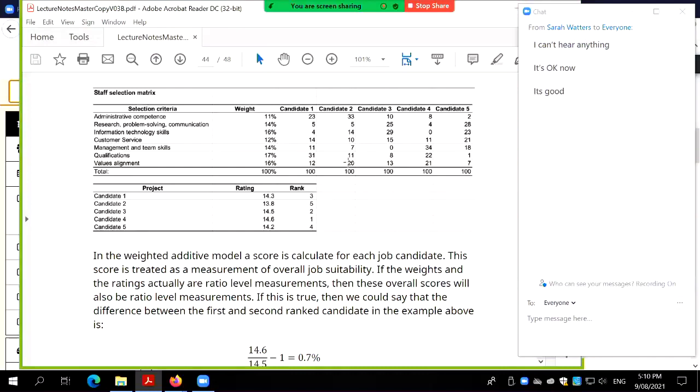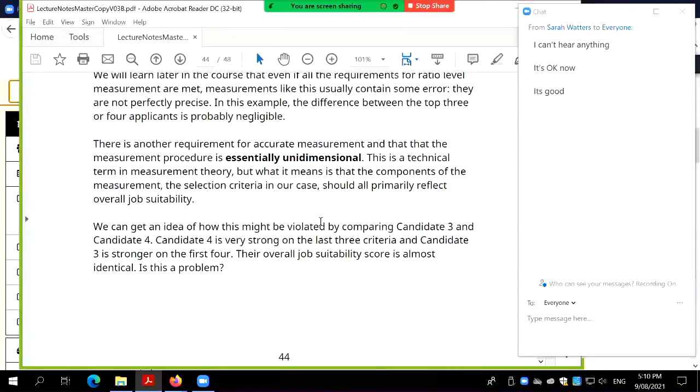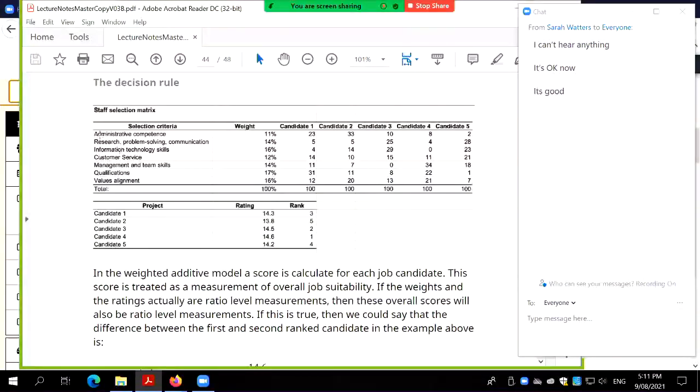Now, there's one last little wrinkle on this, and that is the idea of essential unidimensionality. Again, I'm not testing you on this week, probably never. But it's an important thing to think about. So what it means is this. Remember I said earlier that what we're measuring in a job selection scenario is job suitability, which is a latent construct. And the idea of this whole matrix is that these are the main factors or dimensions or whatever you want to call them in determining job suitability. That's what you're trying to do.